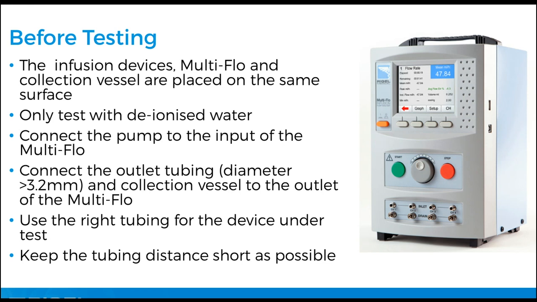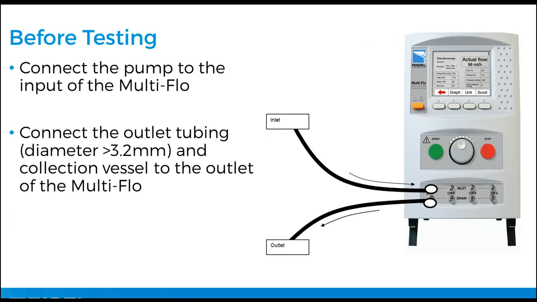Tube and diameter is important, both in the outlet and inlet, the inlet and drain, I should say, that go into the multi-flow. The use of right tubing will pretty much again give you premium performance. Keep the tubing as short as possible. It's just pure physics, really. So how do we connect this? The pump goes to the inlet, the drain outlet goes to your collection vessel.